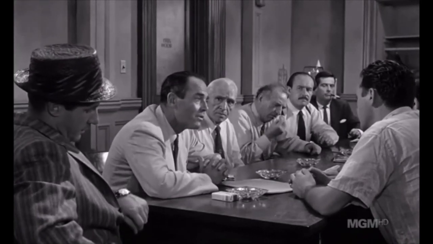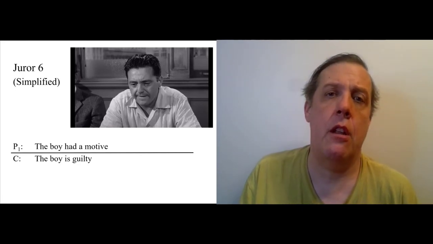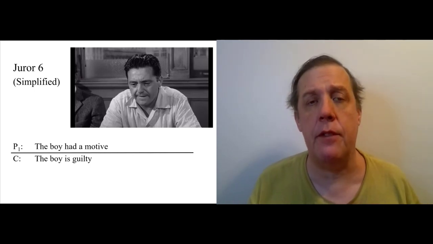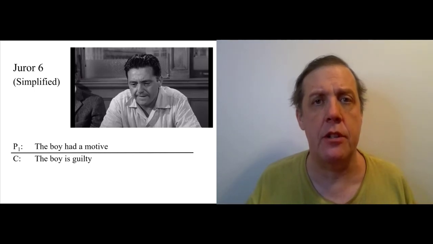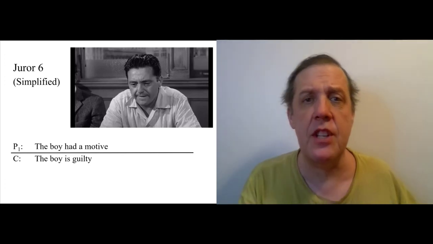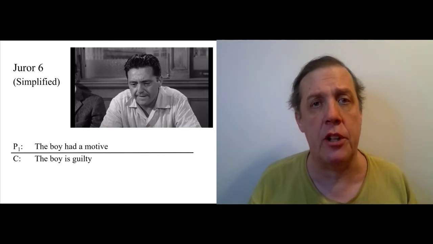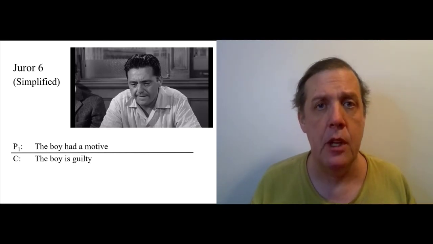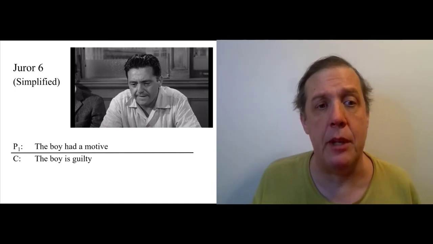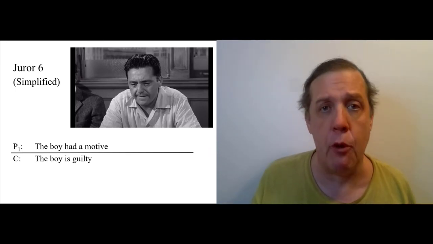What does that prove? Okay, so Juror 6 introduces the idea that the boy had a motive. And he actually doesn't believe that this on his own is sufficient to convict the boy or to remove all reasonable doubt. But let's just set that aside and look at this argument in isolation so that we can see how arguments get strung together. So the simplest way to present his argument would simply be to have one premise and one conclusion. The boy had a motive, therefore the boy is guilty.